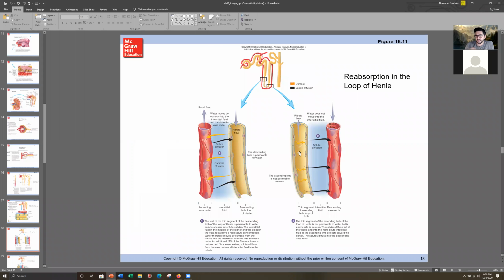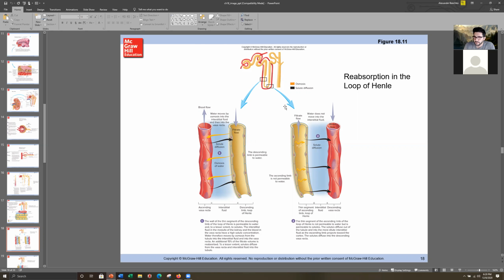Okay, so now we get down into the loop of Henle. So we've got our descending limb and the thin segment of our ascending limb here, right? What we've got going on here is we have our simple squamous epithelia. So it's going to be a different epithelial content within the descending limb versus the ascending limb, okay? So again, this thin, simple squamous epithelia is nice and permeable to water. And depending on the salt content within the interstitial space, that can determine the magnitude of the water reabsorption that we see here.